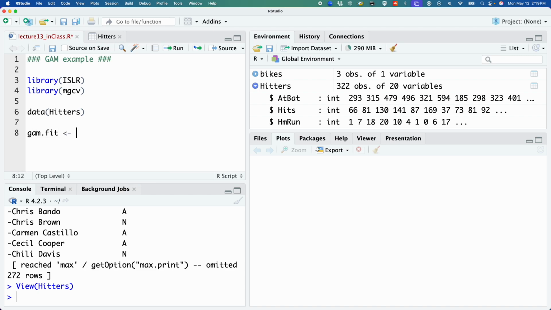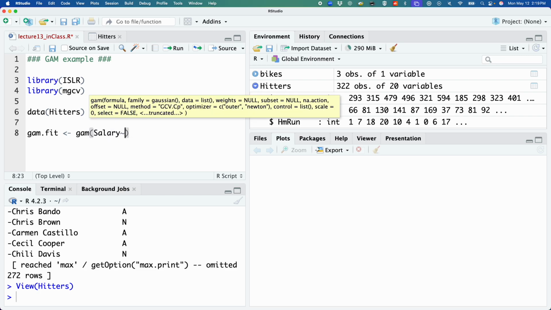Okay, so we have all this information in here, and I want to understand something about the relationship between the player's salary and some of their stats. And in a linear model, I might do something like this: at bat plus hits, let's say walks, C runs, C RBI, C walks, the division that they're in, and their putouts. And I'm going to use all of this from data hitters.